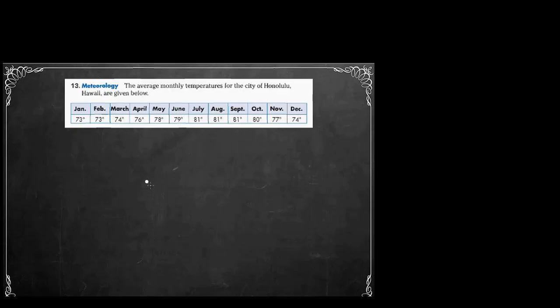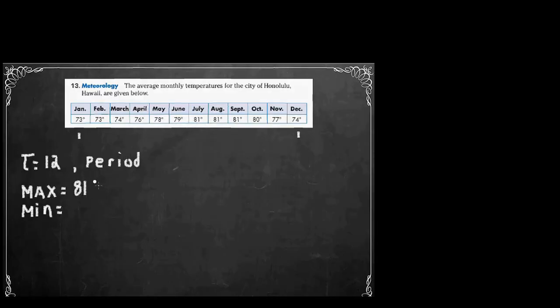Right away, let's consider the givens from the data, such as period. Naturally, it should be 12. We usually denote period with capital T. What else is a given? We should be able to find a maximum and minimum. The max is 81 degrees Fahrenheit. If you like a more moderate temperature for summer, that's pretty much perfect. As it turned out, the min is 73 Fahrenheit.